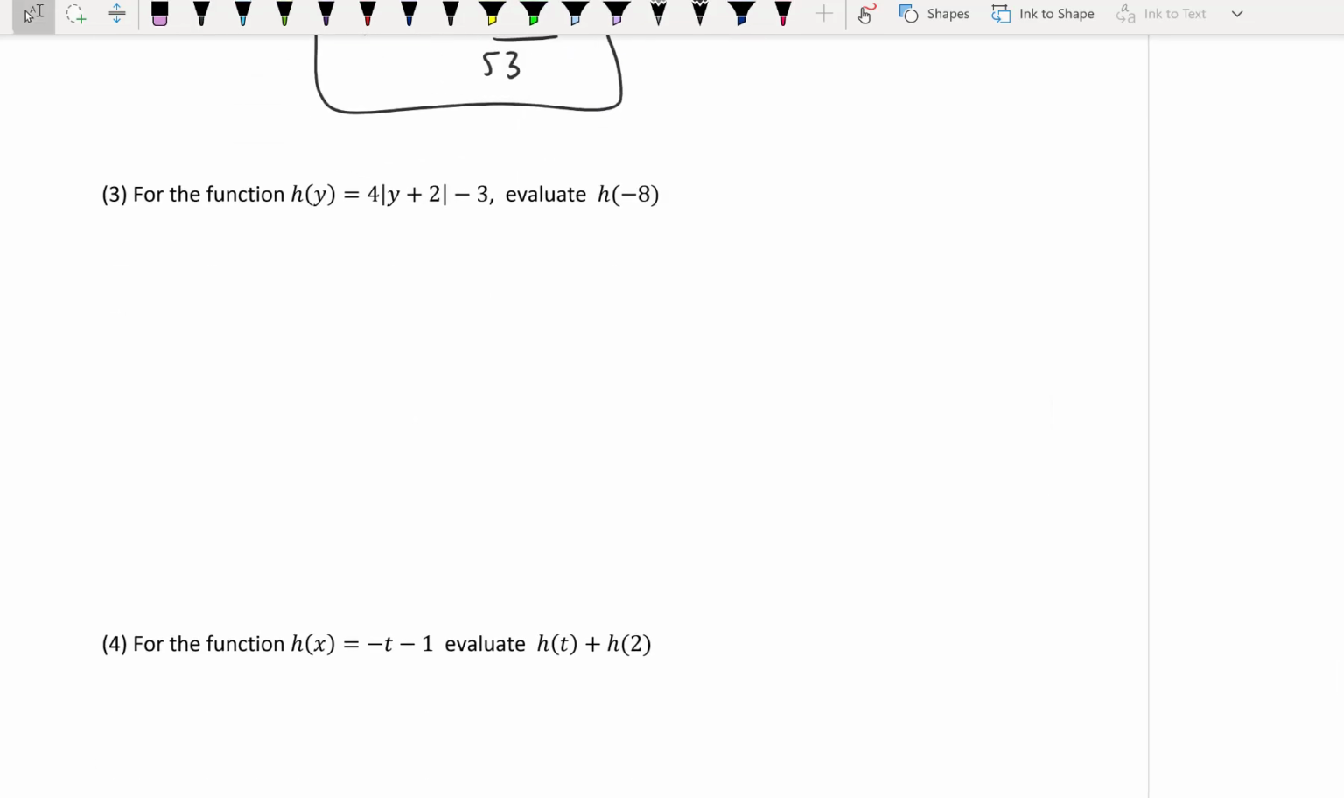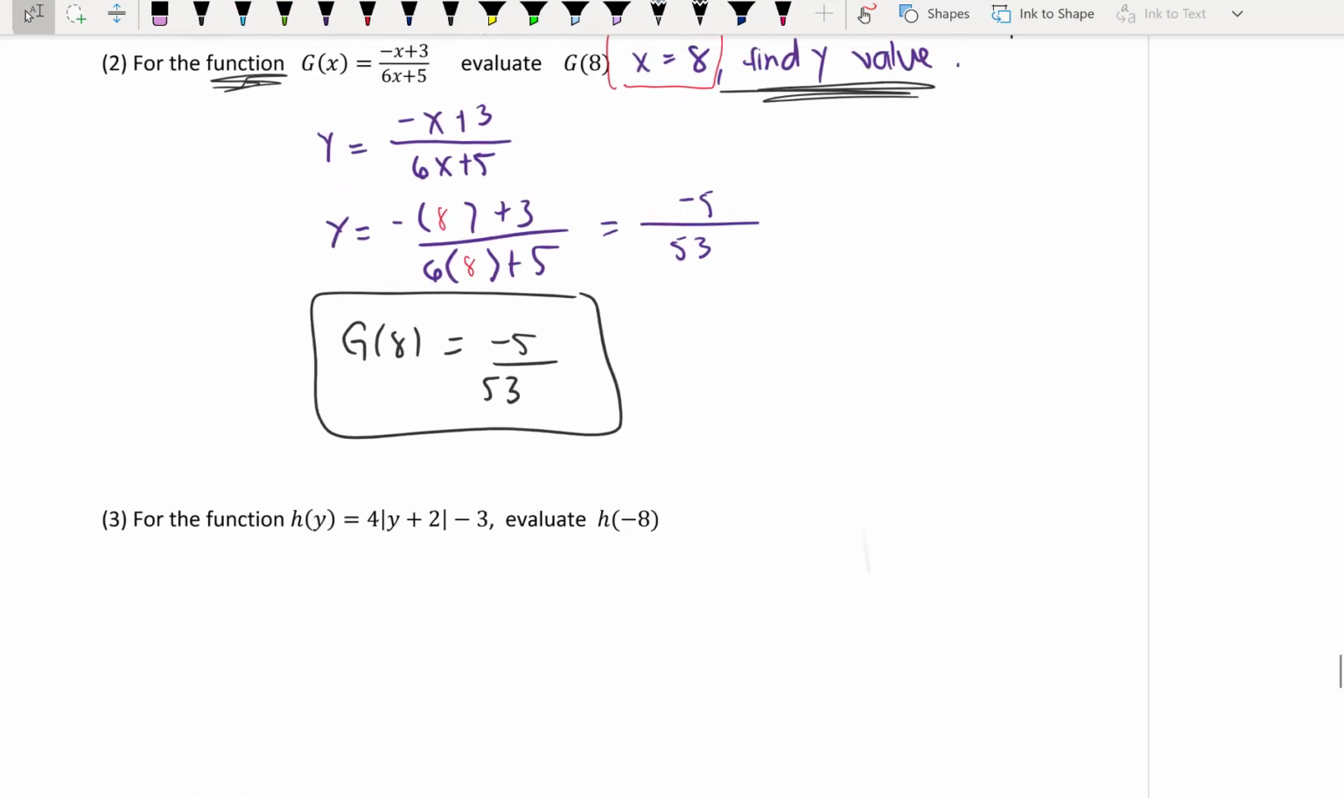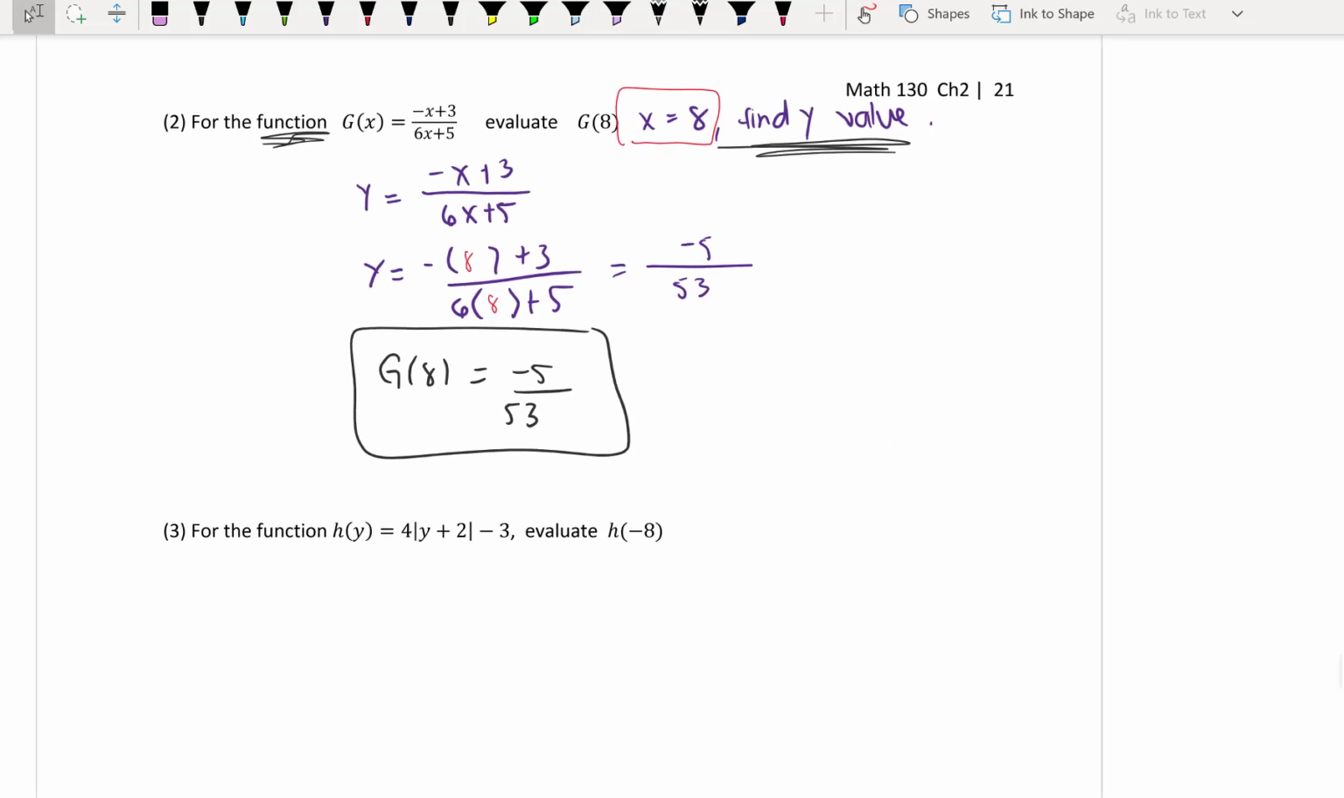For number 3, we have a new function. That new function is now called h. So what we're plugging in now is a y value. Notice the difference between number 2 and number 3. For number 2, we were plugging in every time you see an x value, versus now in example number 3, we're plugging in a y variable.